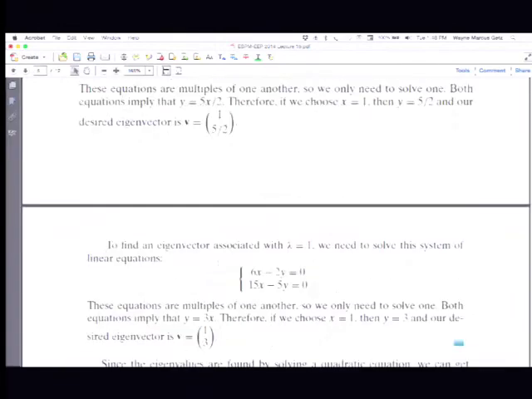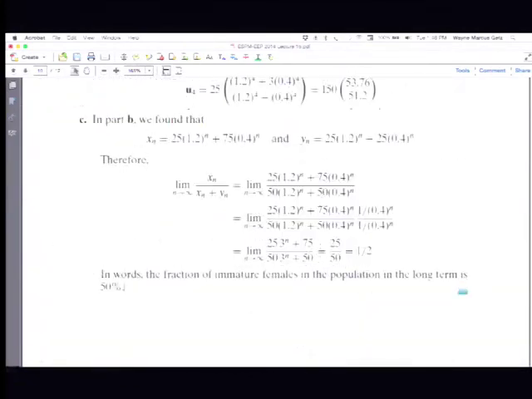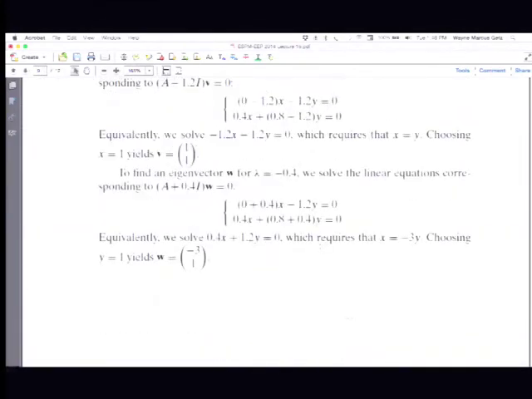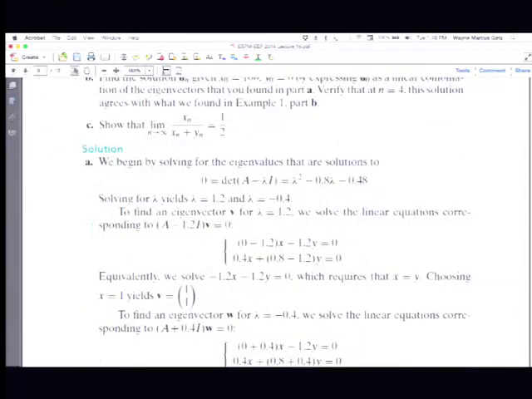So let's go back to the Impala model over here and calculate its eigenvector and eigenvalue. Here we are. Where's our Impala model? I think somewhere here. Is this it? Yeah. So revisiting the Impala ranch, if we calculate the eigenvectors, we get eigenvalues. One of the eigenvalues was 1.2, which is what we found, and the other is minus 0.4.